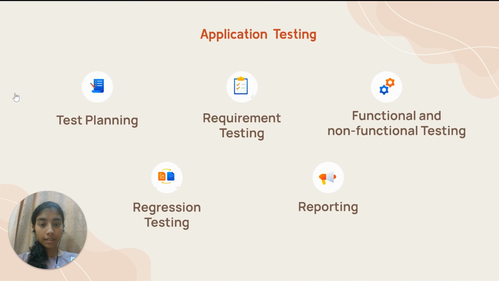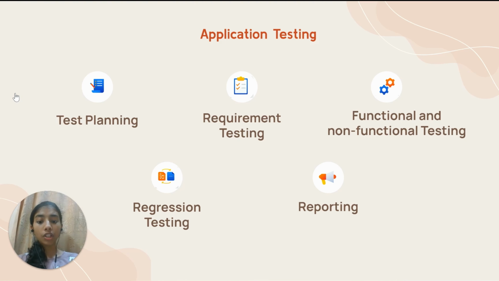Coming to the application testing, the following process needs to be followed. First is test planning. Test planning involves determining what needs to be tested, how it will be tested, and who will be responsible for testing. Next step is requirement testing. Requirement testing involves evaluating the software against the documented requirements to ensure that it meets the specified criteria. This testing phase ensures that the software aligns with the intended functionality, user expectations, and regulatory requirements.